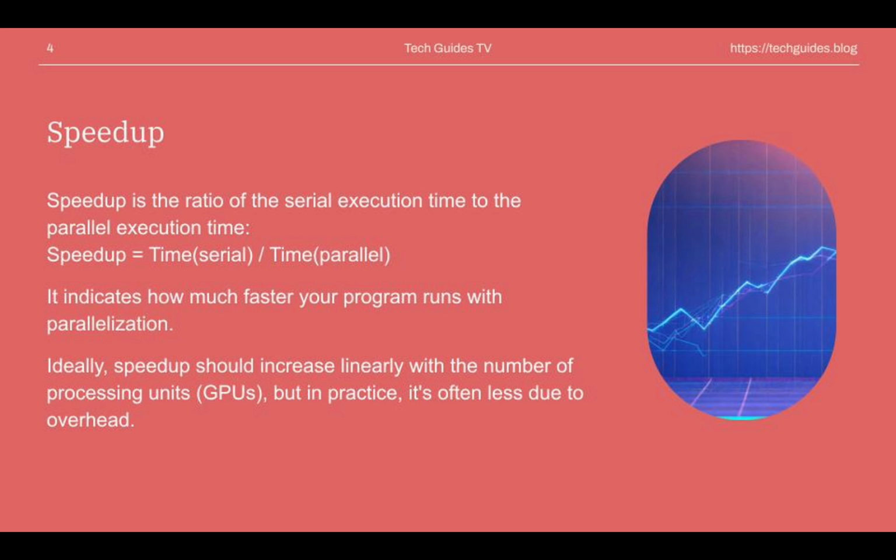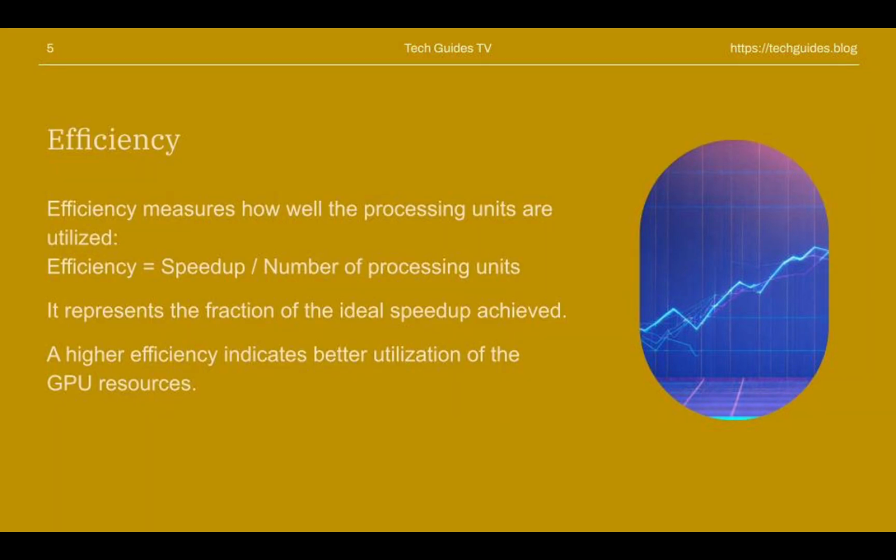Then there's efficiency. Efficiency measures how well the processing units are utilized. This is speed up divided by the number of processing units, whether it's 4, 8, 16, 32, however many you have. You divide the speed up by the number of processing units to get the efficiency of your software. It represents the fraction of the ideal speed up achieved. A higher efficiency indicates better utilization of the GPU resources. Those are some key terms I wanted to share with you today.